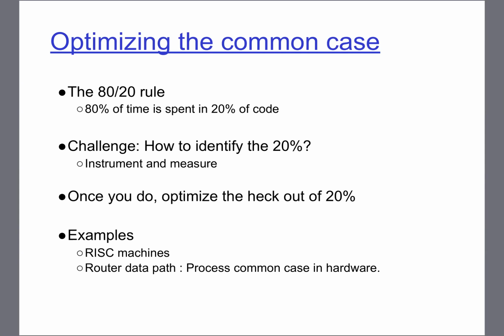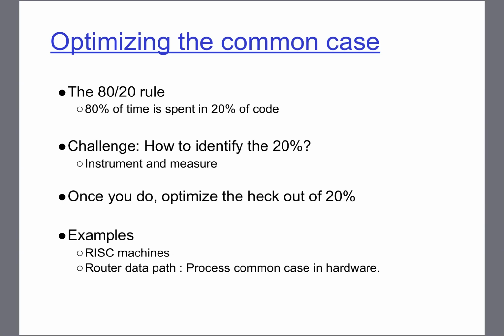So there's something called the 80-20 rule, and it doesn't have to be 80-20. You can call it 90-10 or 99-1 or whatever you want to call it. But the idea is that 80% of the time is spent in 20% of the code. This is just a way of saying that most of the time in executing software is spent in a small piece of the code.